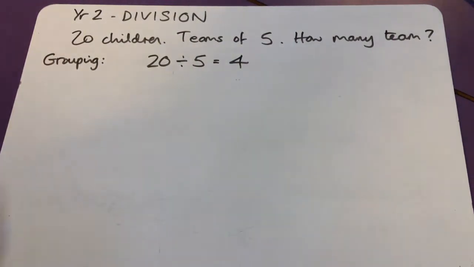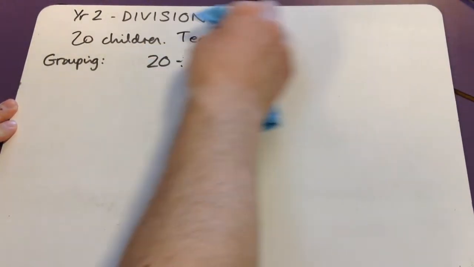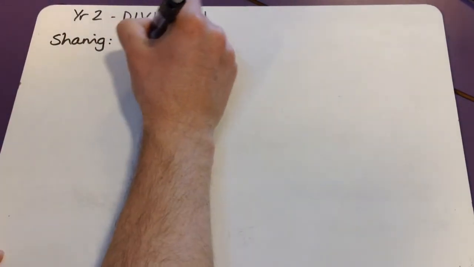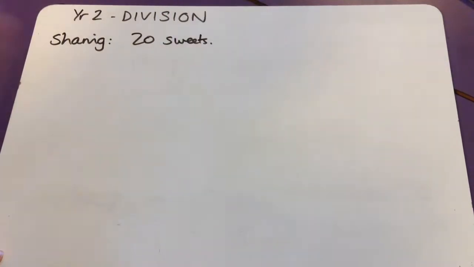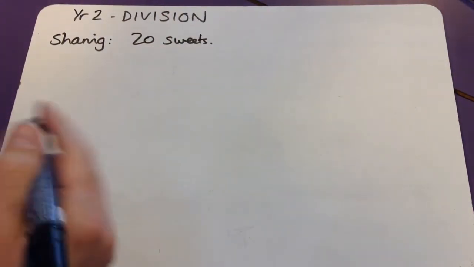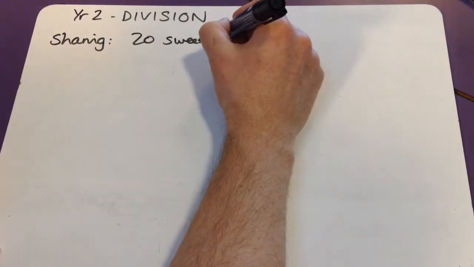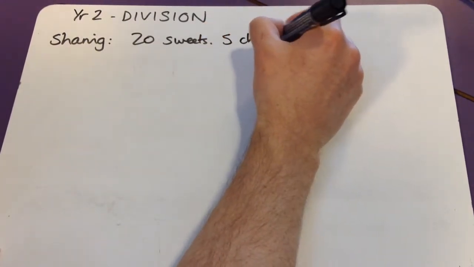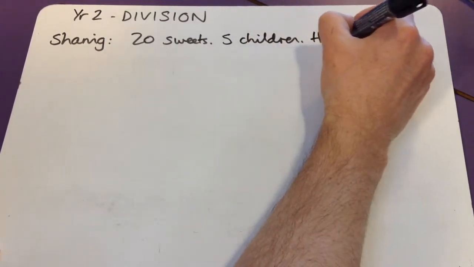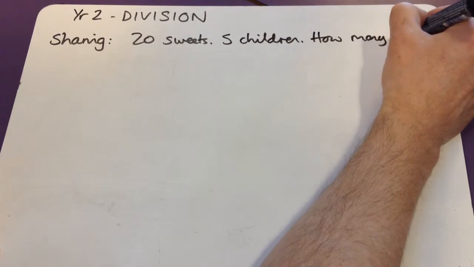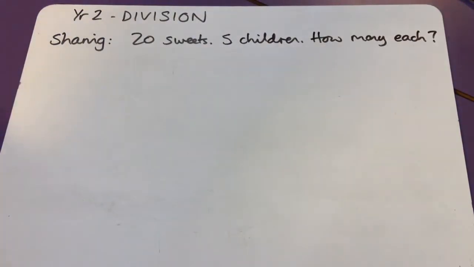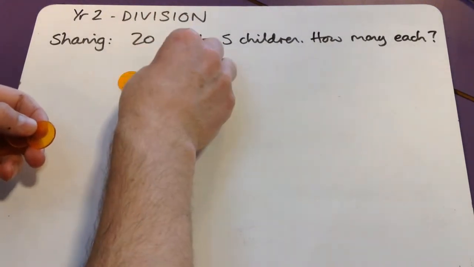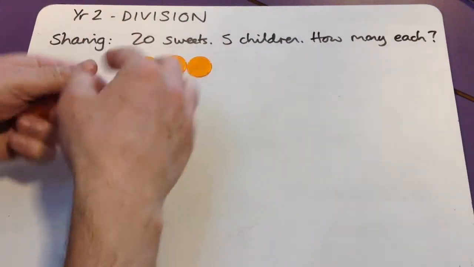Then we just have a look at how that works with sharing. Sharing is slightly different. So this time, if we've got 20 sweets, and then we're going to share them between 5 children. So we've got 5 children. How many sweets will they get each? We can look at an array for this. Might help us to start us off.